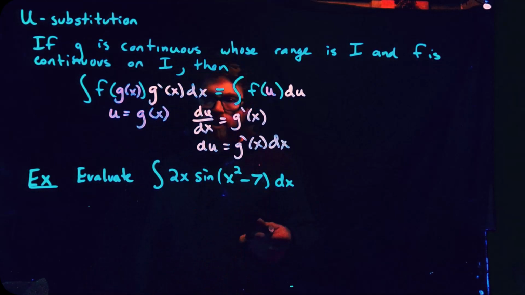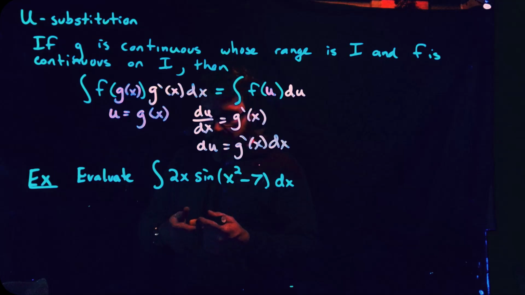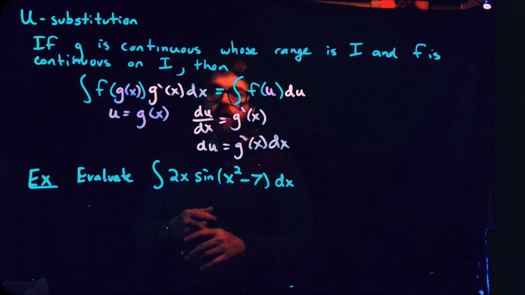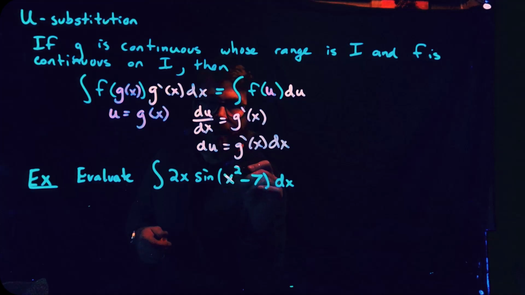So I have to find the function that is being composed. So this x squared minus 7 is the function that's being composed.